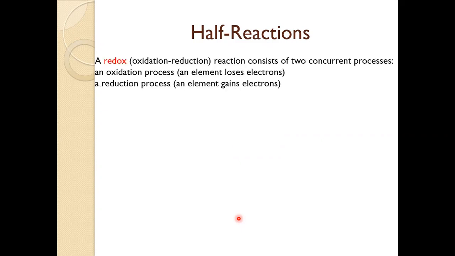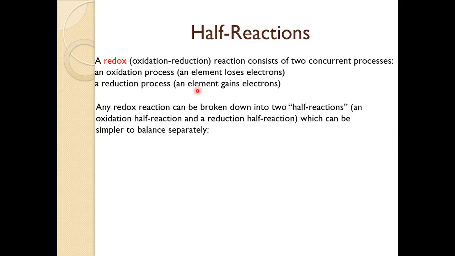But this half reaction method hinges on this idea of half reactions. Half reactions are kind of an artificial construct of thinking about redox reactions and breaking down a redox reaction into its two parts, the oxidation part and the reduction part. An oxidation means that the element loses electrons, and in a reduction, an element is going to gain electrons. So the idea is we'll have an overall reaction, and we will simply break that overall reaction down into two so-called half reactions, the oxidation half reaction and the reduction half reaction.